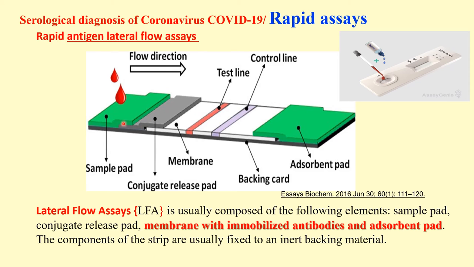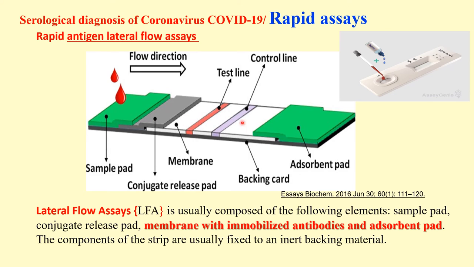So, as I mentioned here, this is the cassette which you get when you buy these rapid assays. You can see this hole, this is where you add the clinical specimen, which could be whole blood, serum, or plasma. So this is the cassette, and this is the hole where you add your clinical sample, let's say the whole blood. This is what we call the sample bed. Then we have what we call the conjugate release bed. More importantly here, we have this membrane.